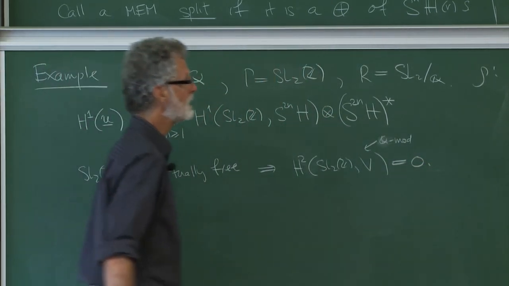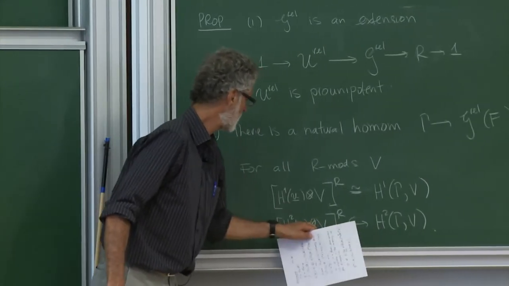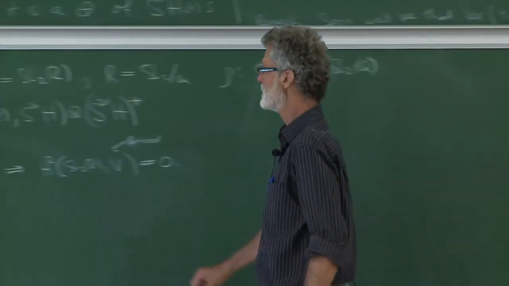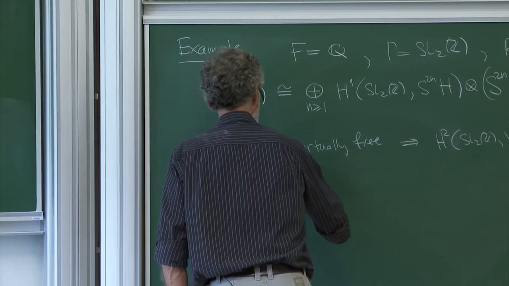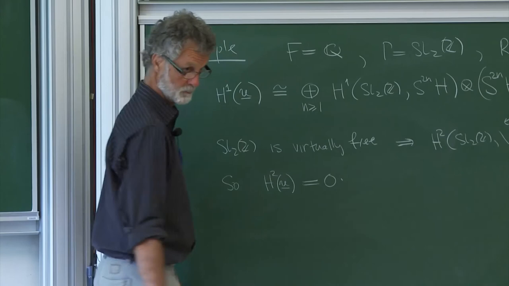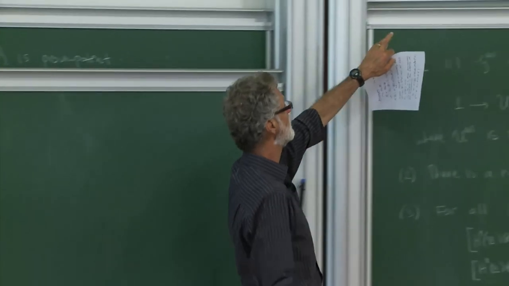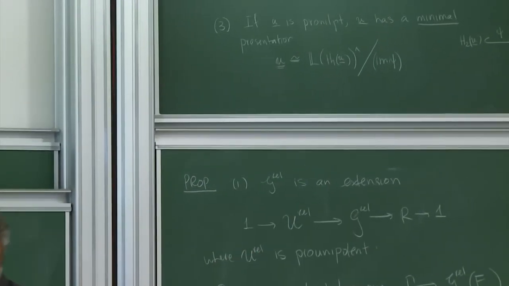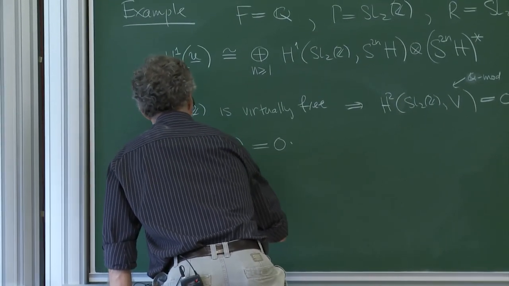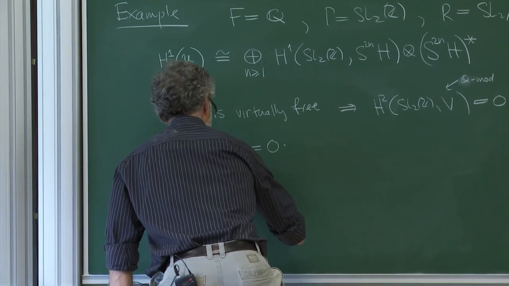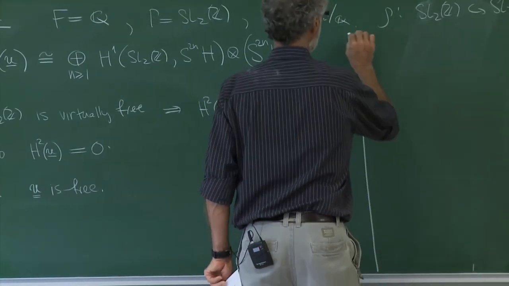And then when you assemble that with this statement here, that tells you that H2 of U is zero. So this is telling us that H2 of U is equal to zero. But by this discussion I had over here, if H2 of U is zero, that's saying that U is free. So therefore, U is free.